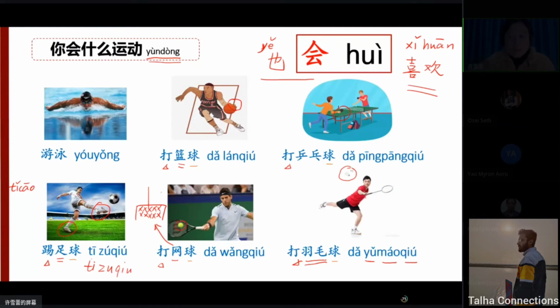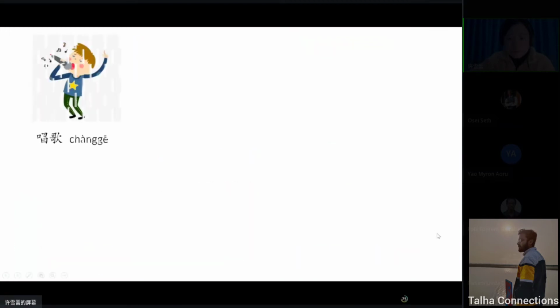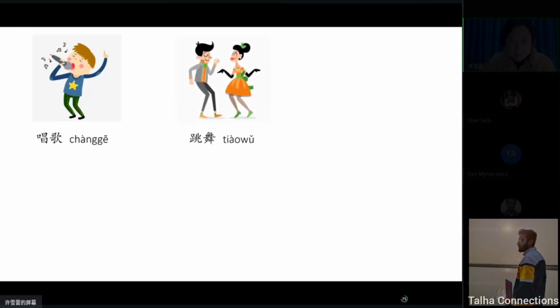Yeah, these are some sports you may do or you may like. And we can also transfer the sentence pattern to some other activities, right? Like singing, 唱歌, dance, 跳舞, play guitar, 弹吉他, the guitar, 吉他, it's a borrowed word, translated based on its pronunciation, and that word, maybe English word.